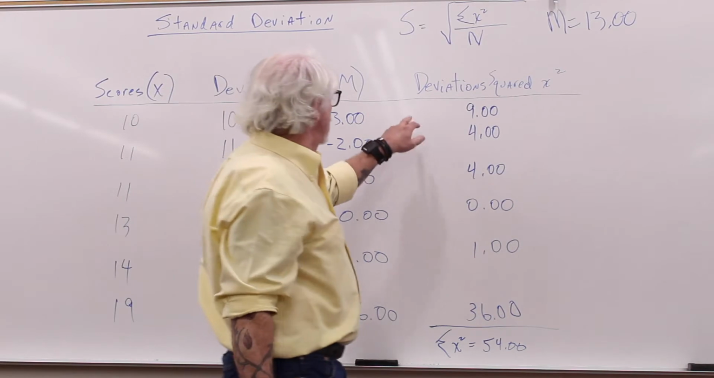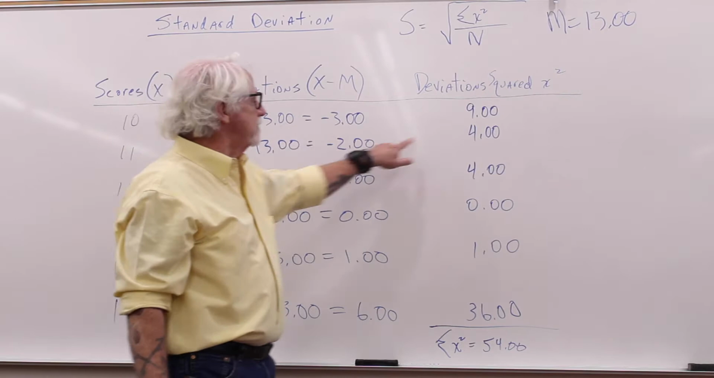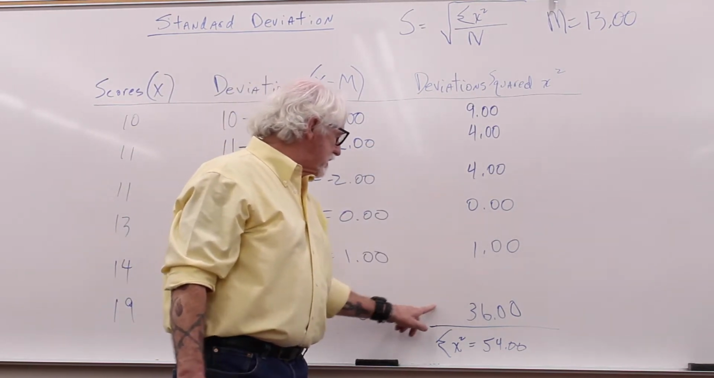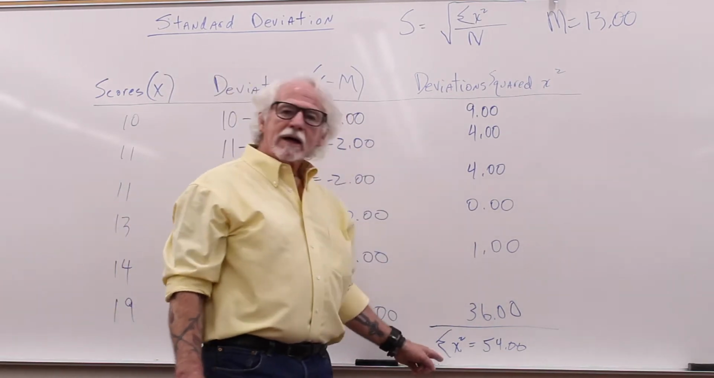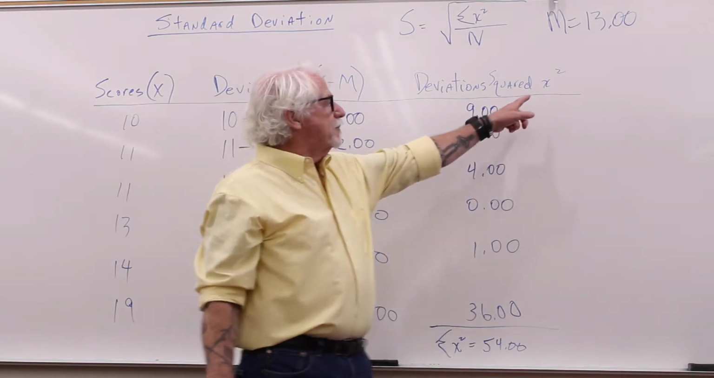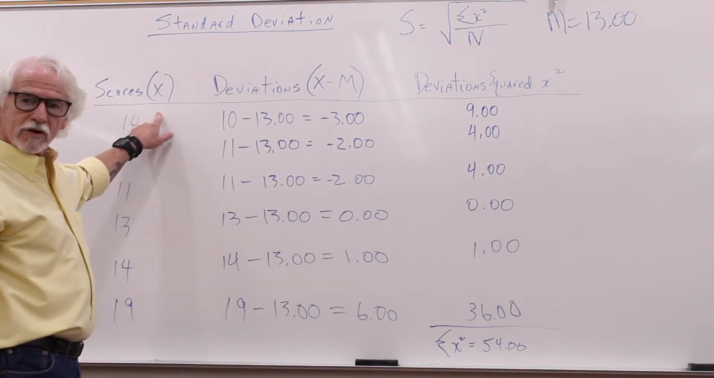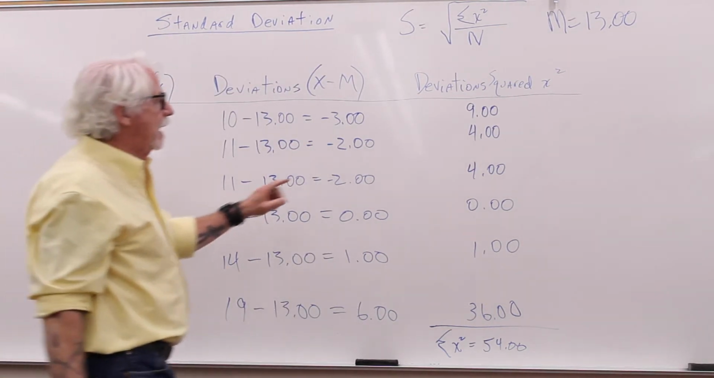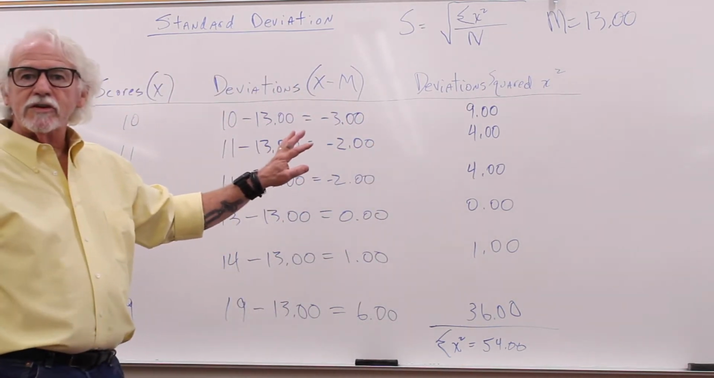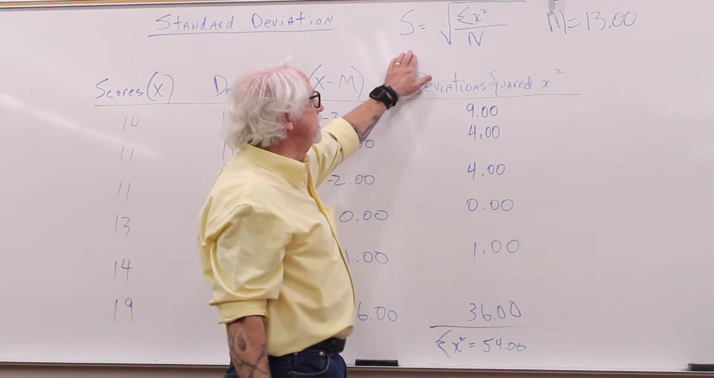Then we squared the result. So negative 3 squared is 9, negative 2 squared is 4, negative 2 squared is 4, and on and on. And then we summed the squares. This is represented by the small x versus the big X for the raw score, okay? So this is how our table looks for using this formula for the standard deviation.